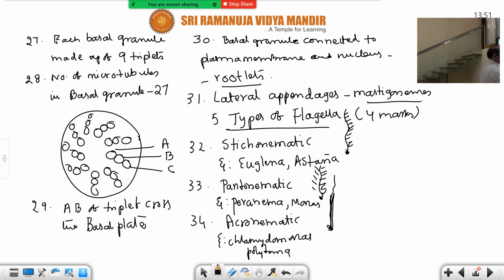Somewhat difficult for you to remember these examples. Anyhow, you are listening again. That's why you can try to practice. Euglena Astacea here, Peranema Monas here, Chlamydomonas and Polytoma here.